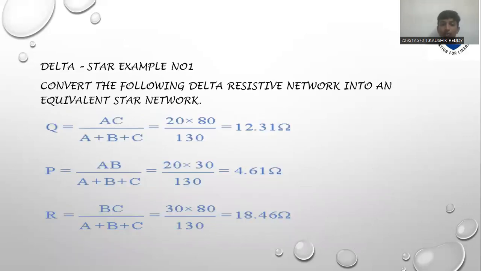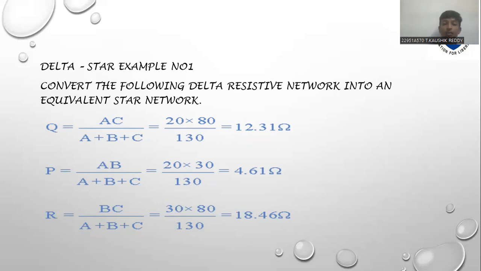So here is the first example for the given topic, delta star transformation. Convert the following delta resistor network into an equivalent star network. So Q = AC/(A + B + C) is the formula. So 20 into 8 by 130 is equal to 12.31 ohms. The next, P = AB/(A + B + C) = 20 into 30 by 130. We'll get 4.61 ohms.